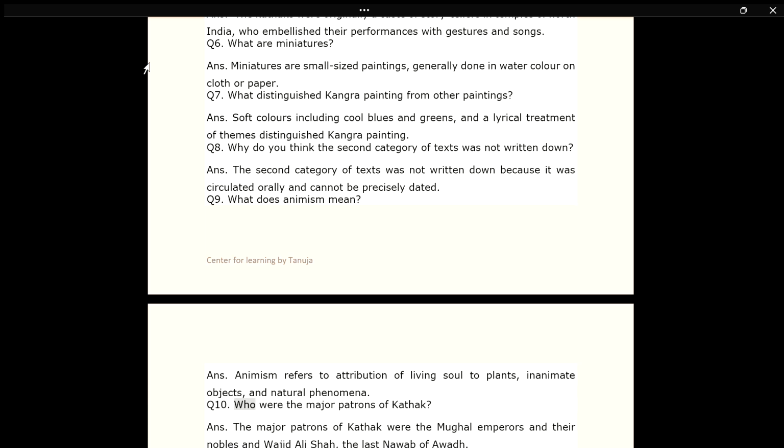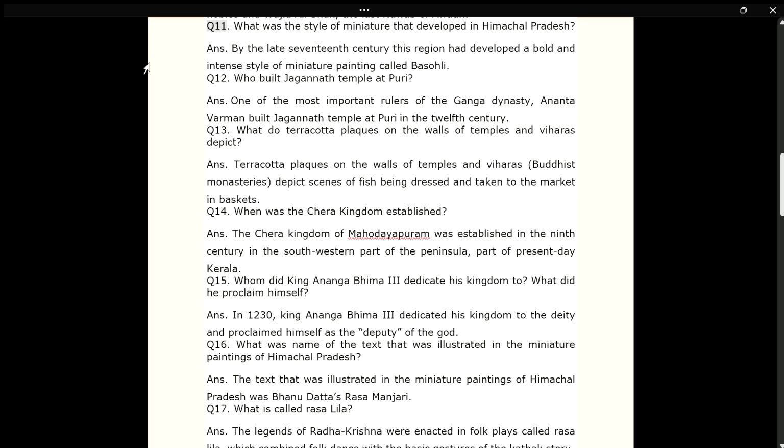Q10. Who were the major patrons of Kathak? Ans. The major patrons of Kathak were the Mughal emperors and their nobles and Wajid Ali Shah, the last Nawab of Awadh. Q11. What was the style of miniature that developed in Himachal Pradesh? Ans. By the late 17th century this region had developed a bold and intense style of miniature painting called Basohli.